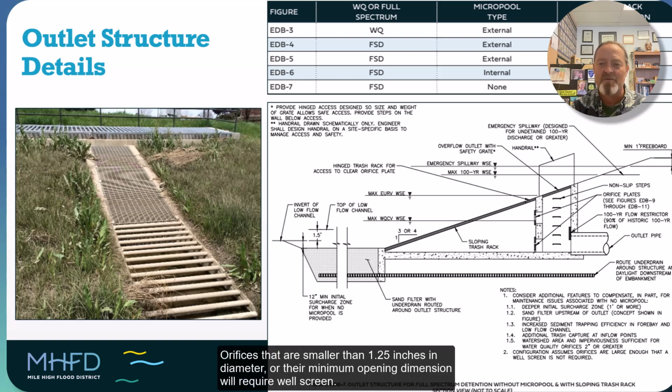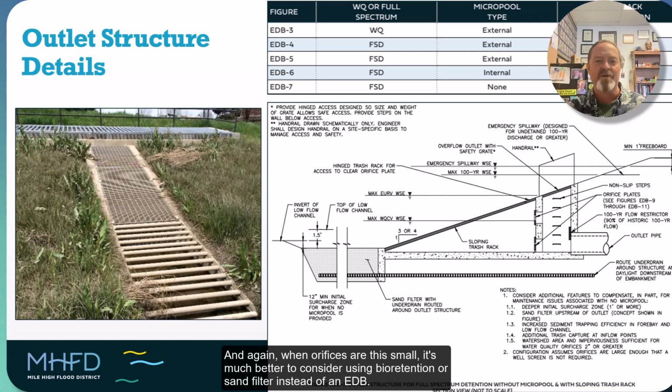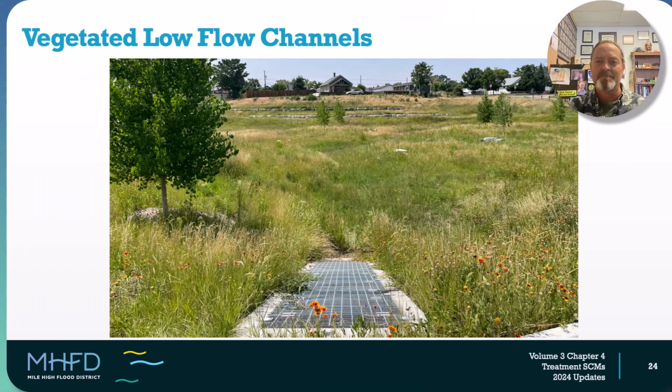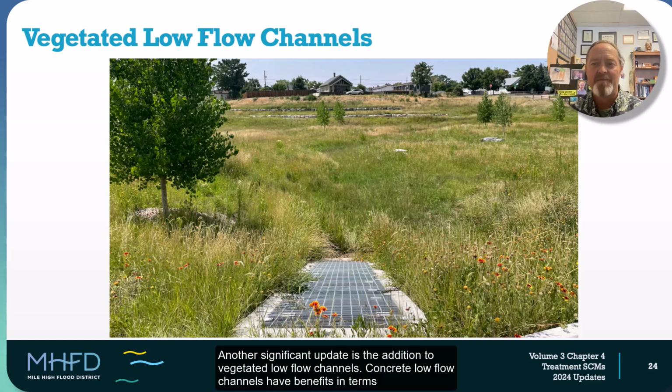Orifices that are smaller than 1.25 inches in diameter, or their minimum opening dimension, will require well screen. And again, when orifices are this small, it's much better to consider using bioretention or sand filter instead of an EDB. Another significant update is the addition of vegetated low flow channels.